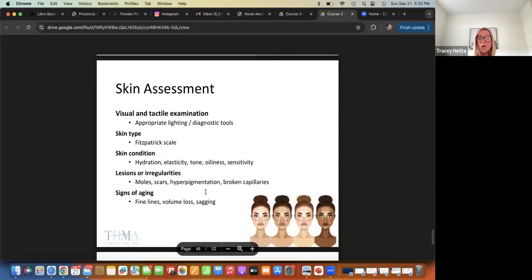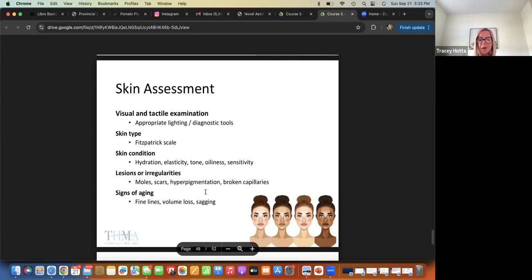Skin assessment. So you're going to want to look at them. You're also going to want to feel their skin. So you want to make sure you have appropriate lighting, any diagnostic tools. We have this really cool camera in our office called a Vizia, and basically it can take different photos of the skin. It can help us distinguish whether they're oily, dry, and the overall conditions of their skin. So it just basically helps to diagnose, but also to recommend certain treatments.